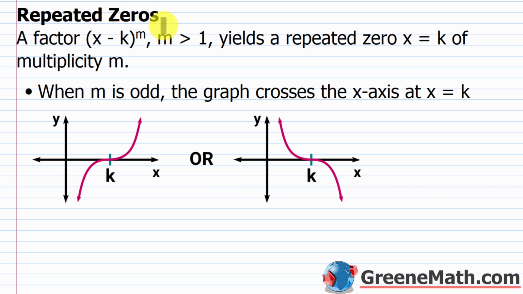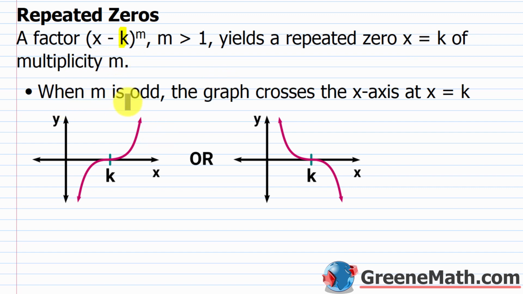So I'm going to start off with a case where the multiplicity is going to be greater than 1 and your exponent is odd. So a factor x minus k raised to the power of m, where m is greater than 1. So it's not 1, it's not multiplicity of 1. It would be a multiplicity of, let's say, 3, 5, 7, something like that, yields a repeated 0, x equals k, that's just coming from right there, of multiplicity m. Again, that's coming from right there.